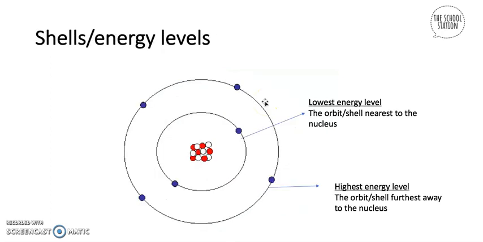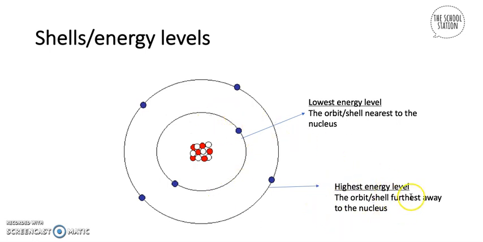Well, you have to know that these are also called energy levels, and that the lowest energy level is the orbit or shell nearest to the nucleus. So this shell over here is nearest to the nucleus, and this is called the lowest energy level. So in the exam, if they ask how many electrons are in the lowest energy level, they're talking about the shell nearest to the nucleus.